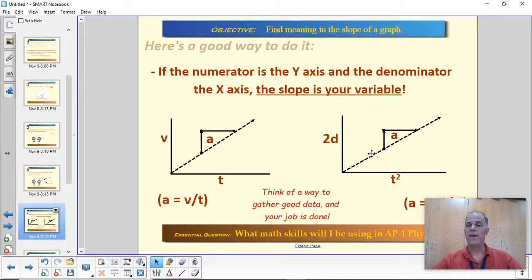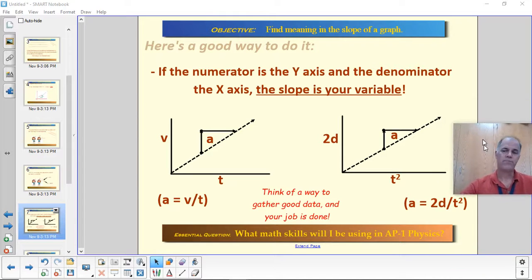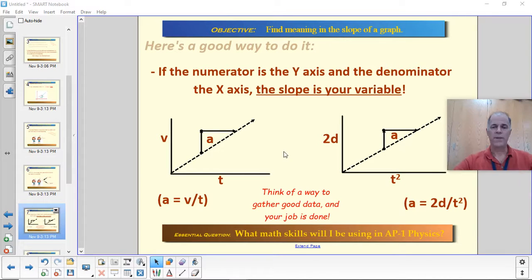But here's another way. You can take 2d as your numerator. Here, I'm going to move my picture a little bit. There we go. 2d as the numerator, that's the rise, and t squared as the denominator, as the run. And again, the slope will be a, acceleration. That looks like a good place to be.